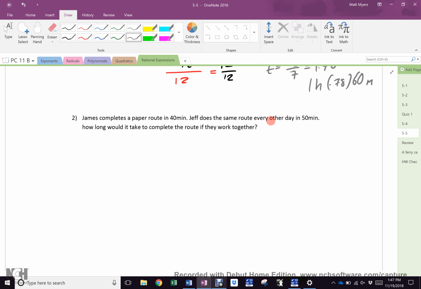One. So James is doing some portion of the route, yes? How much? 40 minutes. 1/40th, right? So his time has been divided into 40ths, because he takes 40 minutes to do the route. So the route must be divided into 40ths. In 1 minute, he's going to do 1/40th of the route. Everybody cool?